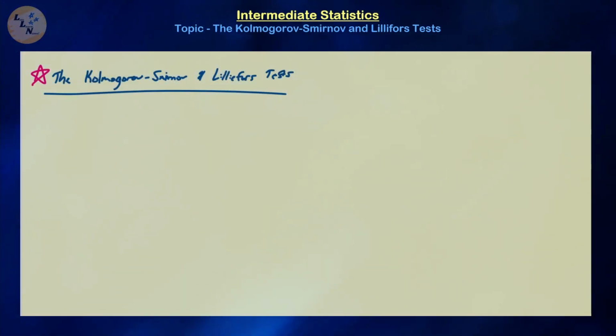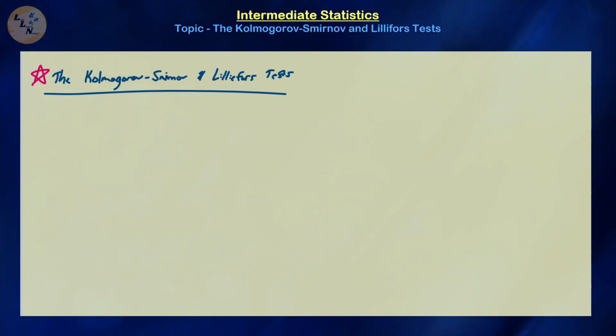Welcome back. Today we're going to look at two statistical tests that can be used to test whether one or possibly more samples are coming from either a normal distribution or just some distribution in general. And those tests are referred to as the Kolmogorov-Smirnov and the Lilliefors test.